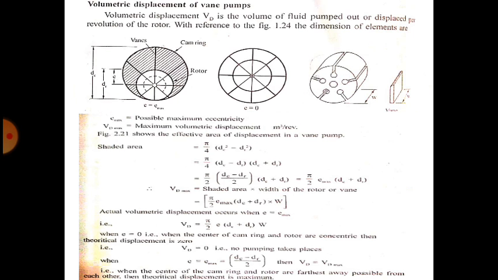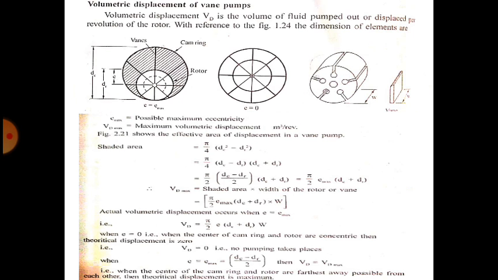So, volumetric displacement of the vane pump. The hatched area times the width of the vane is the volume discharged per revolution. Outside cam ring diameter is Dc, Dr is the rotor diameter, E is the eccentricity. So discharge also depends on the eccentricity. If eccentricity is 0, suction will not take place and discharge is not going to take place. So for a vane pump there must be eccentricity for suction and discharge to take place.